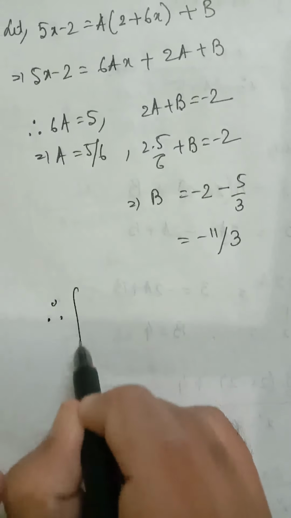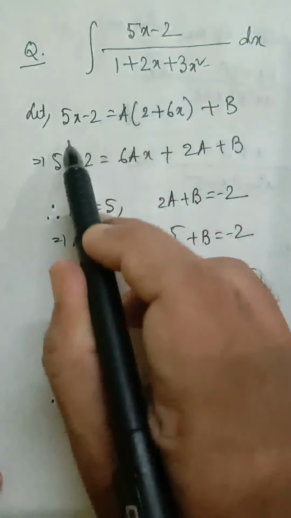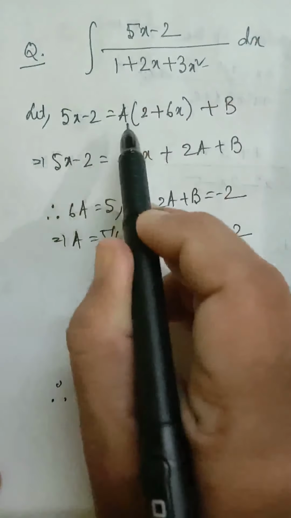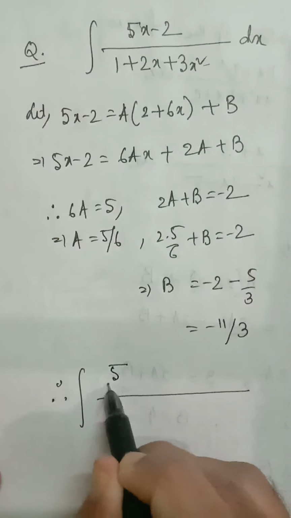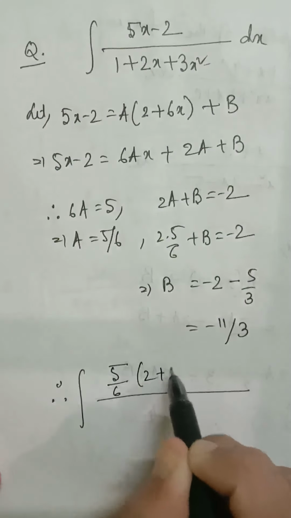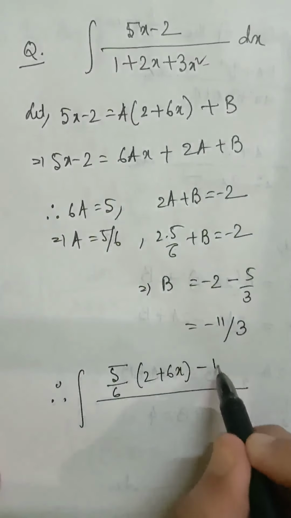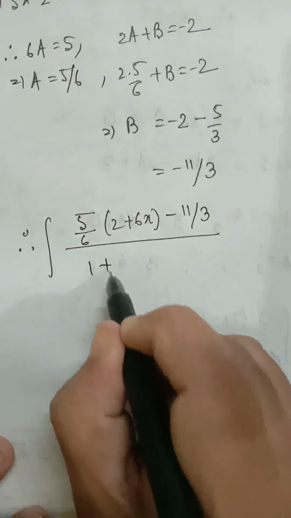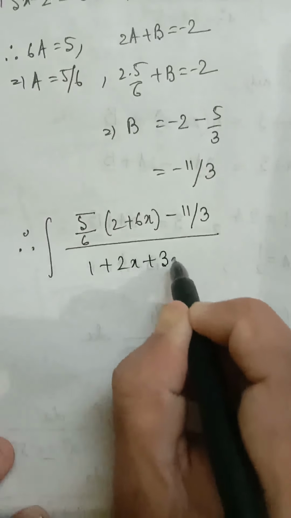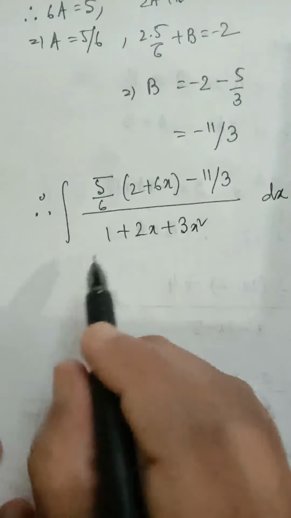Therefore, the given integral is now, you can say, our numerator 5x minus 2 equals a into 2 plus 6x plus b, where a is 5 by 6 and b is minus 11 by 3, divided by 1 plus 2x plus 3x square, dx. Now we separate the integrals.